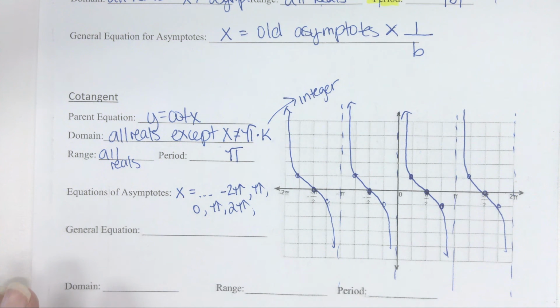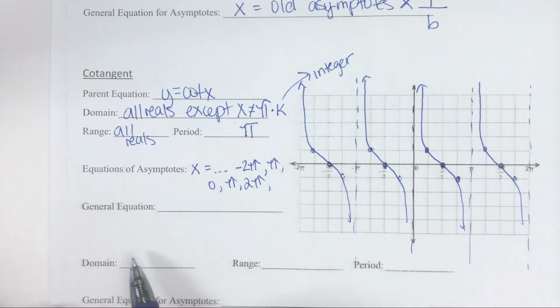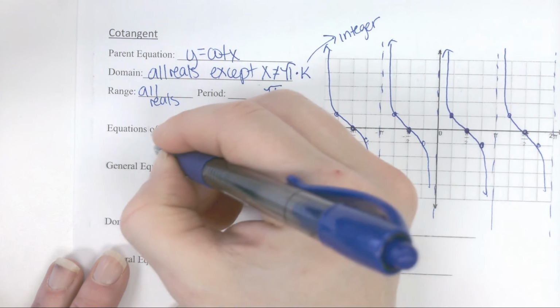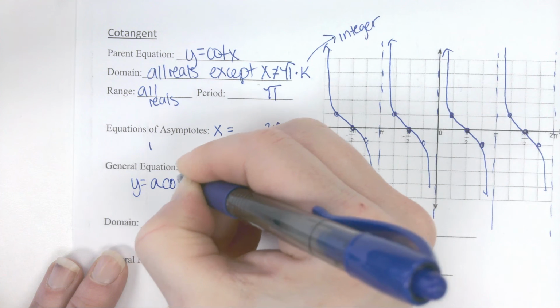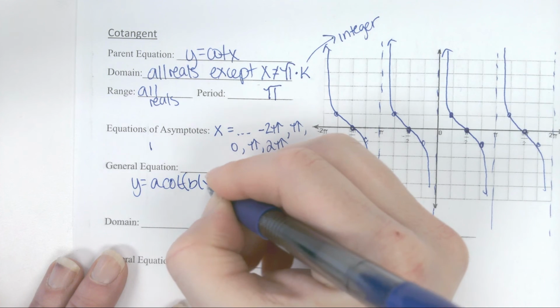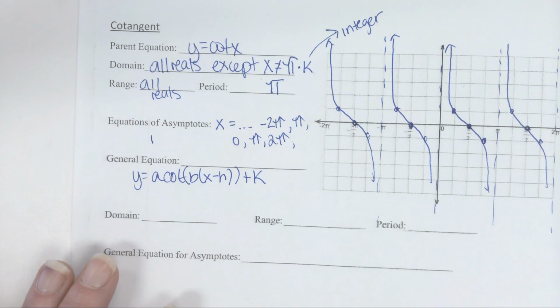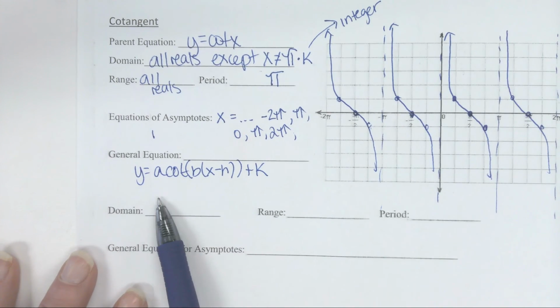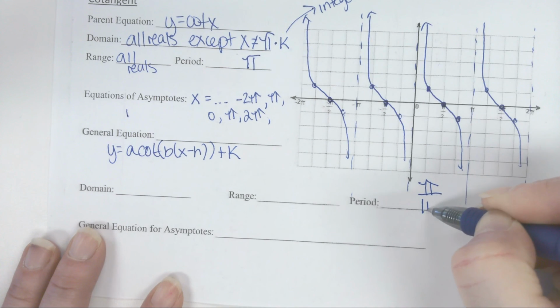What would the next one be? 3 pi, 4 pi, so being able to develop that pattern. Okay, so kind of the same thing as before. In general, you could have a number in front of the cotangent graph. If you did, that's not called the amplitude, it's just stretching or shrinking it. So the period of this would be pi divided by absolute value of b again.